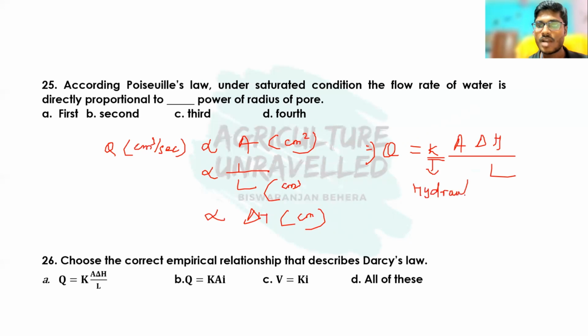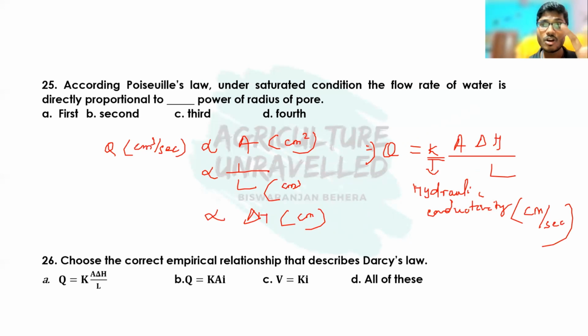Okay, K is the hydraulic conductivity. And what is the unit of hydraulic conductivity? Remember this thing. This is also important. In examination, it can be asked like, what is the unit of hydraulic conductivity? The unit is centimeter per second. Okay, so here the one thing we have derived, that Q is equal to K A del H by L.